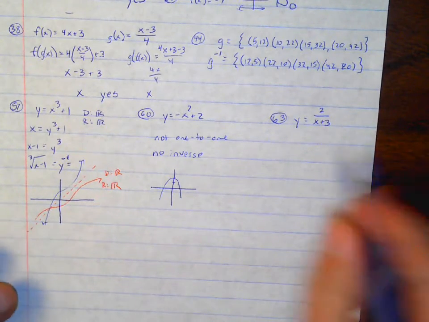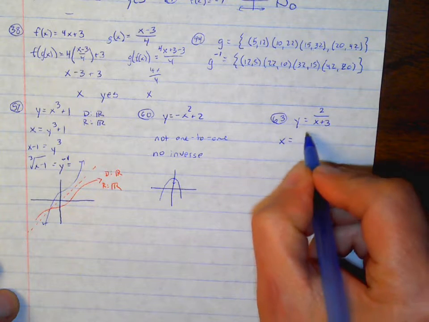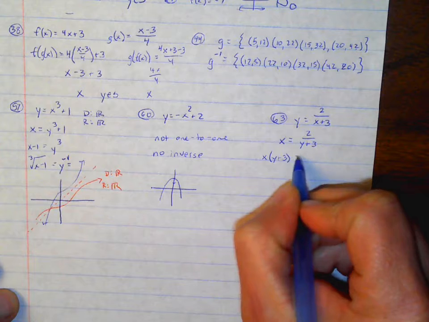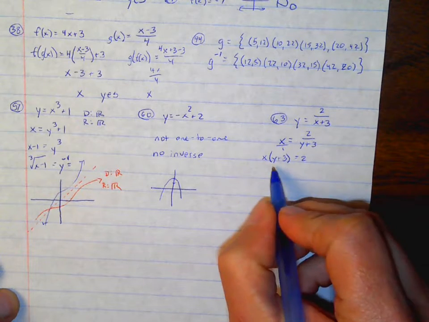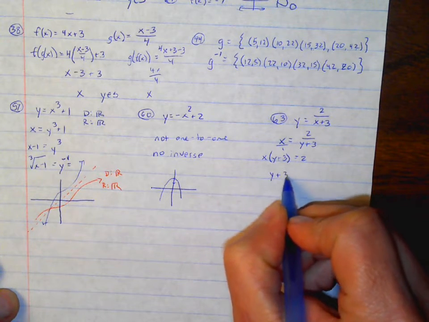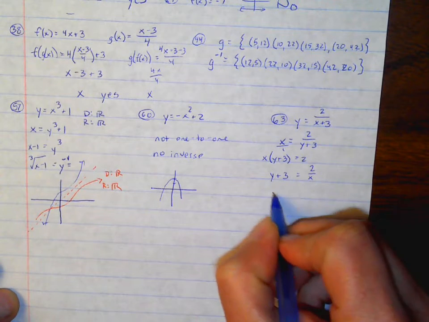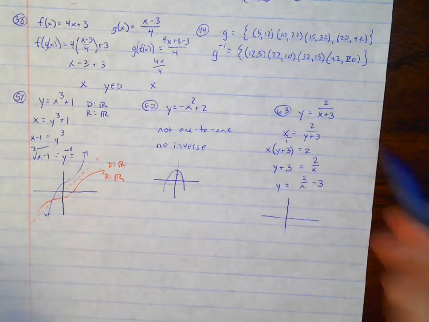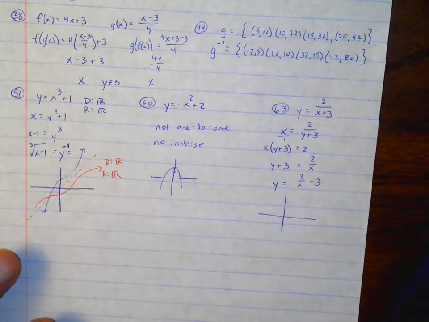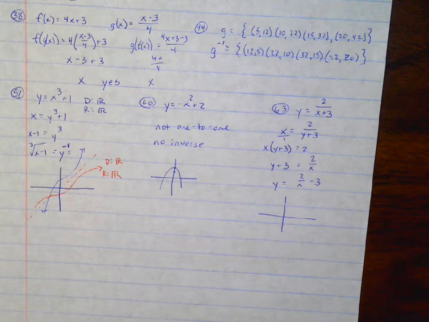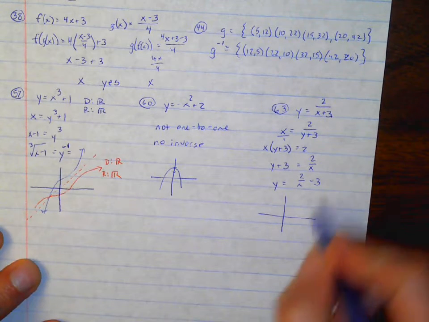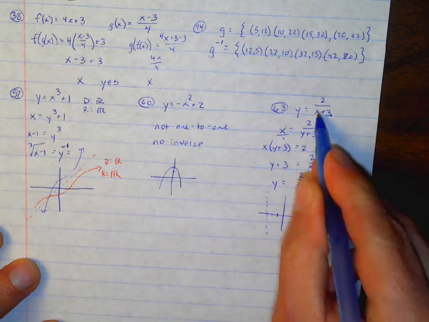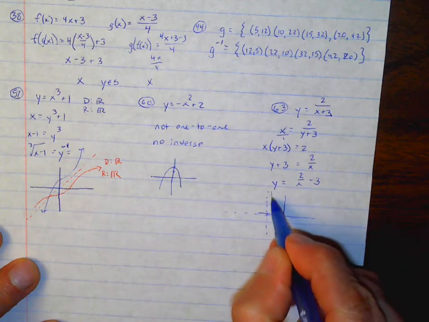Okay, 63, this one will have an inverse. If I switch them, I have x times (y plus 3) equal to 2. I'm going to divide by the x and then subtract the 3. Now if I graph this, the original, we know that x can't be negative 3, and we know it's a higher degree on the bottom, so it's right here and here, and we have this graph.